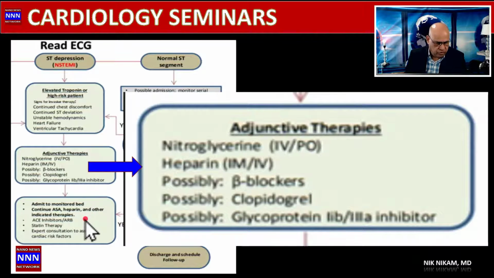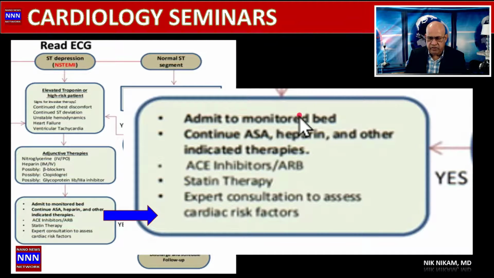Okay, let's look at the next one, which is these patients are admitted to telemetry unit. We continue the medications. If they have any evidence of a heart failure, we may consider ACE inhibitors or ARBs. We can also start these patients on high intensity statins if they belong to particularly the high risk group. And this is the time to get an expert consultation from a cardiologist.